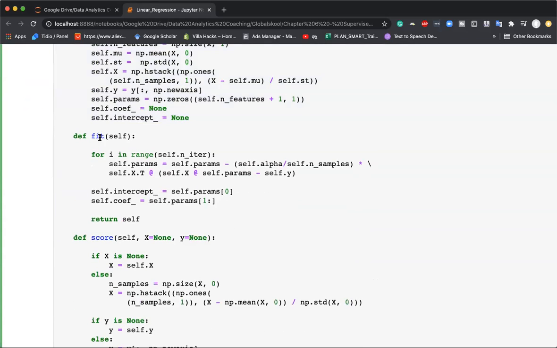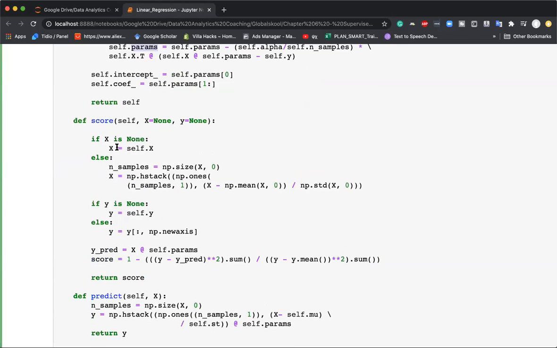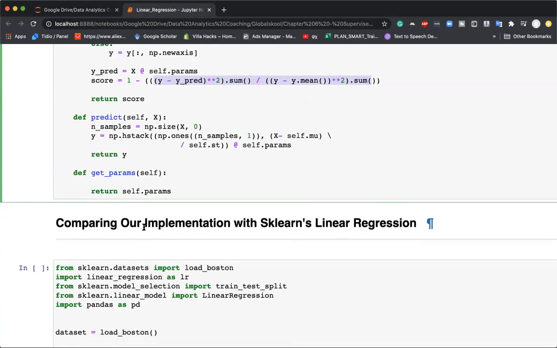Then we call the fit function, which is our gradient descent implementation, which is going through multiple loops, and here we are training the parameters. Our score function helps us to see our evaluation. This is just the implementation of our cost, and this gives us how good or how bad our model is doing. Finally, we call the predict function that will help us to predict for unknown cases.